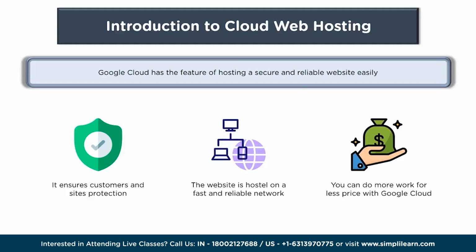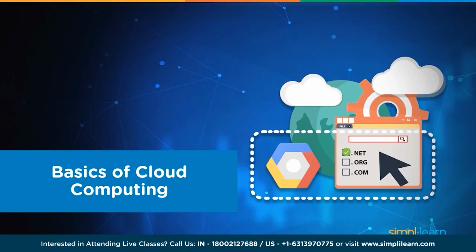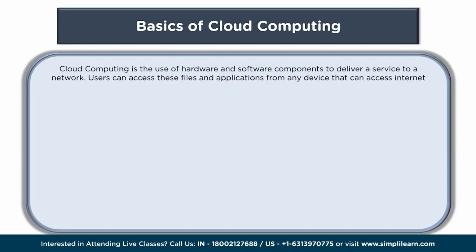Now, when we talk about Google Cloud, it is always good to know some basics of cloud computing. Cloud computing is basically using resources which are provided by your cloud service provider, such as Google Cloud. It means using hardware and software components to deliver a service on a network. Users can access files and applications from any device that can access the internet. So this is basically using services which are hosted on the infrastructure managed by the cloud provider. The resources which can be used may include big data services, storage options, computing options, networking options, and various other services which a cloud provider offers.